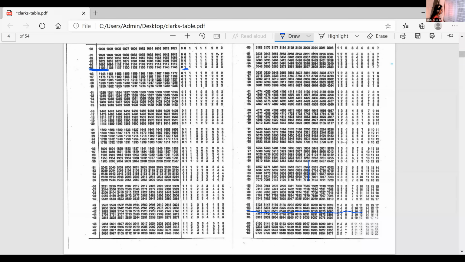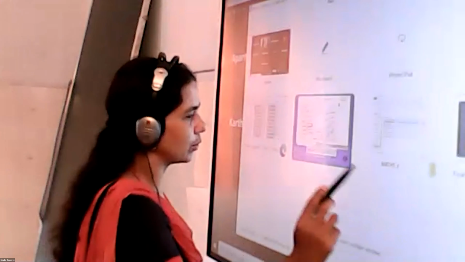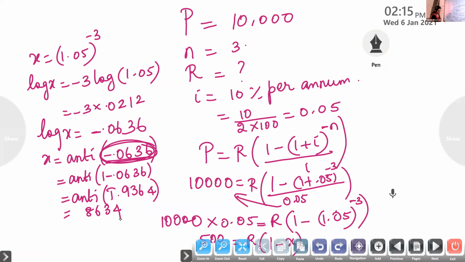Correct, Aishwarya. What about the others, children? Anila Mohanan, are you able to find the value? It is 8634, isn't it? 8634. Now, ma'am, look at 38, 8638.